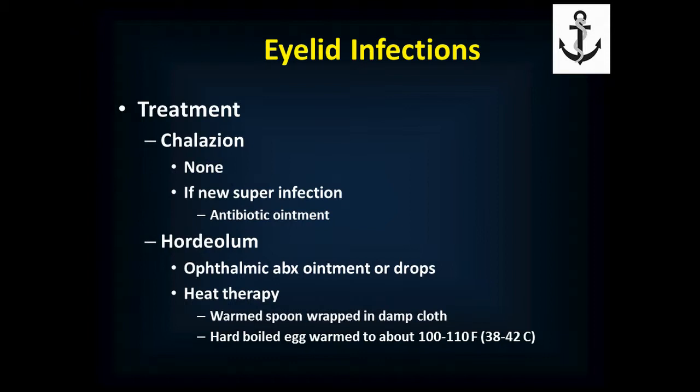The one I like is you hard boil an egg, you have it warm to about 100 to 110 degrees Fahrenheit or 38 to 42 Celsius, so it's nice and warm, and you lay it right on that eye over a cloth, so wrapped in cloth, lays right in the socket. It fits about perfectly. It encourages the stye to drain, and when it cools down, the patient can eat it, so they get a snack out of their therapy as well.